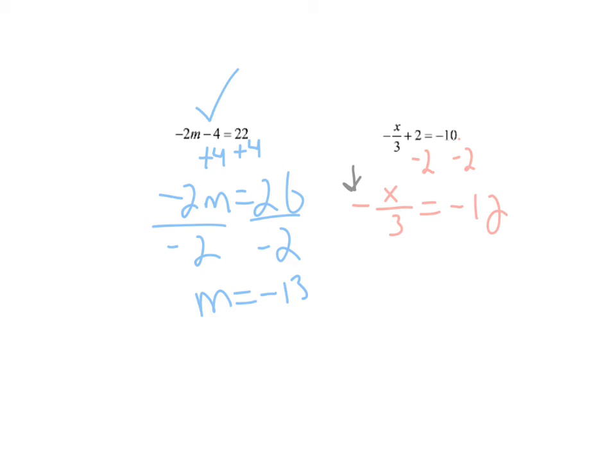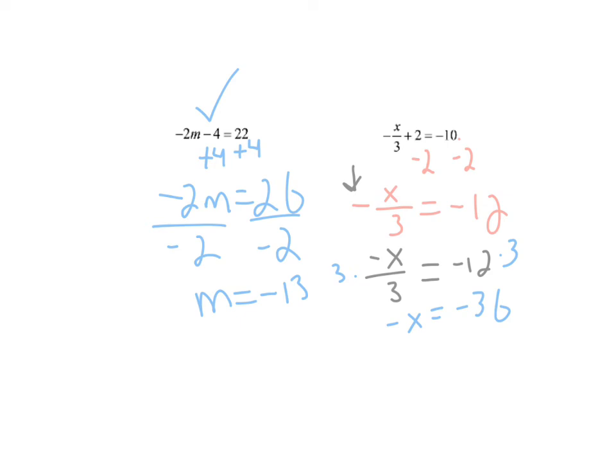I generally put it with the variable. So I'm going to make this negative x divided by 3 equals negative 12. So that's being divided by 3. So I'm going to multiply by 3 both sides. And so I have negative x equals negative 36. Now we're not done here because the variable must be positive.